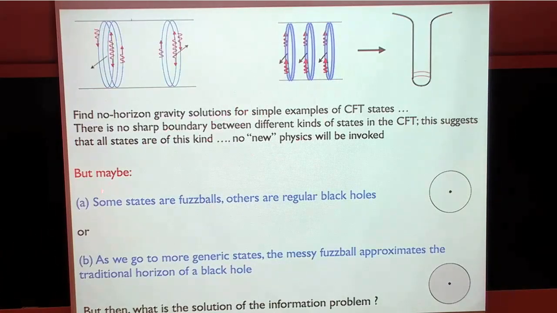Not everybody was, of course, immediately happy with this, because you can say, hey, we made a big change at the horizon. But maybe some states are fuzzballs because you checked a few, but others are black holes, the kind of thing that you were worrying about. So I have done nothing about it. That's it. You can say that at this point, yes, absolutely.